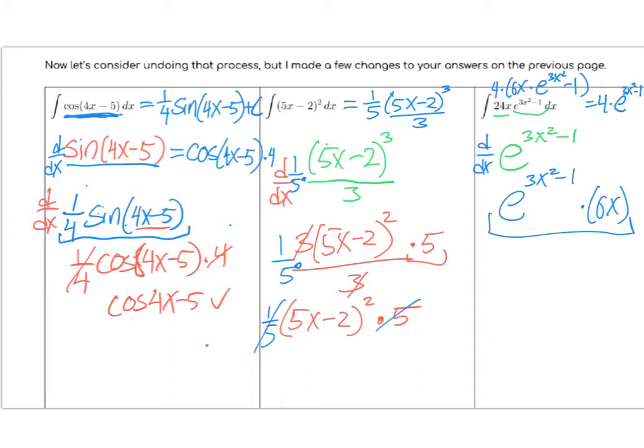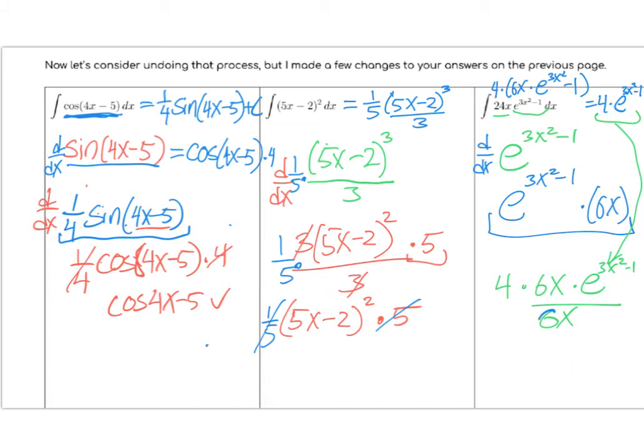What I would like for us to notice is that in each of these 3 cases, part of this goes away. And I could elucidate on this last one a little bit more carefully if I had thought ahead and written this as 4 times 6x times e to the 3x squared minus 1 over 6x. And I think that's going to help us see something, because those are going to cancel out here.